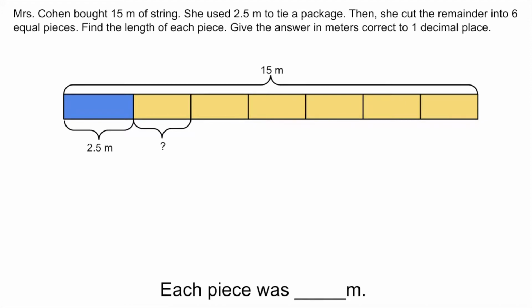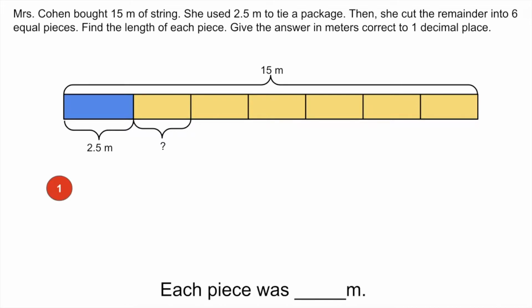Now I can solve. I want to find the question mark. So the first thing I'm going to need to do is take away 2 5/10 from 15. That will leave me just with the remainder. And then I can find the question mark. I can find that one unit by dividing the remainder by 6. So let's go ahead and do that together.